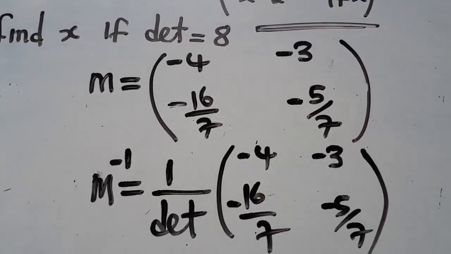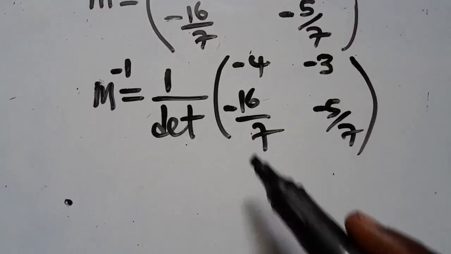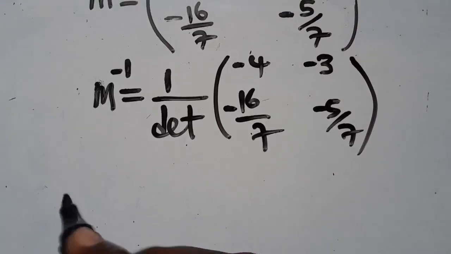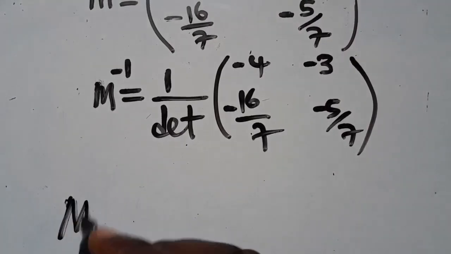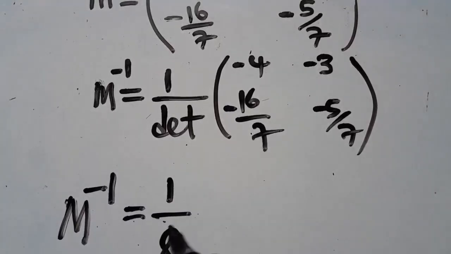So this is how you need to go about them. I believe someone is saying, why can't you just write decimal points here? No, just write it like this. It is well and fine. You say inverse is equal to 1 over, what's the determinant? The determinant was 8. You do that.